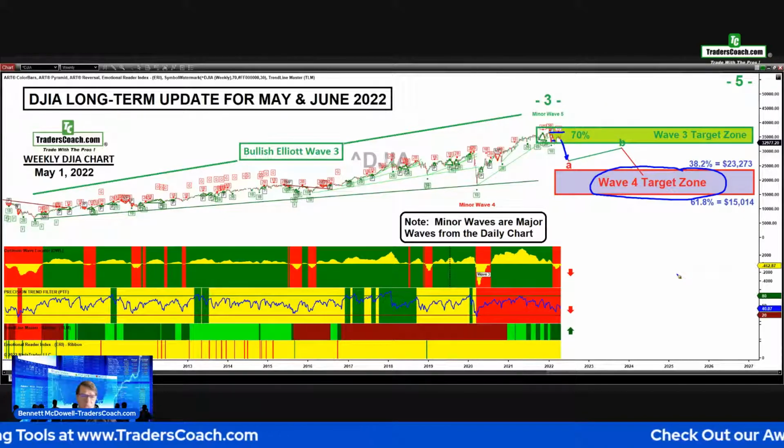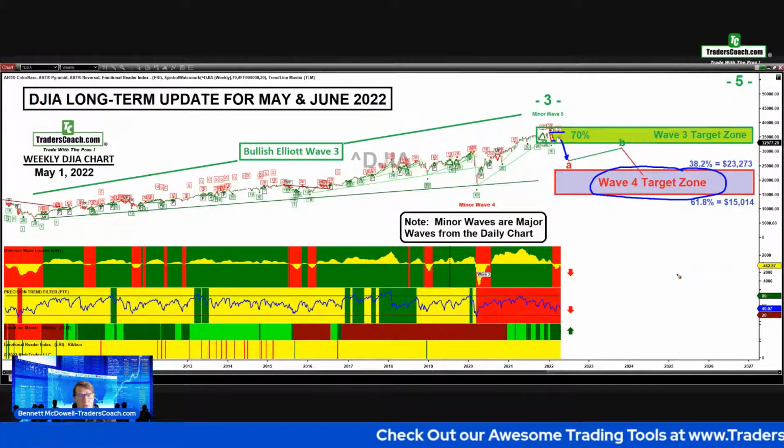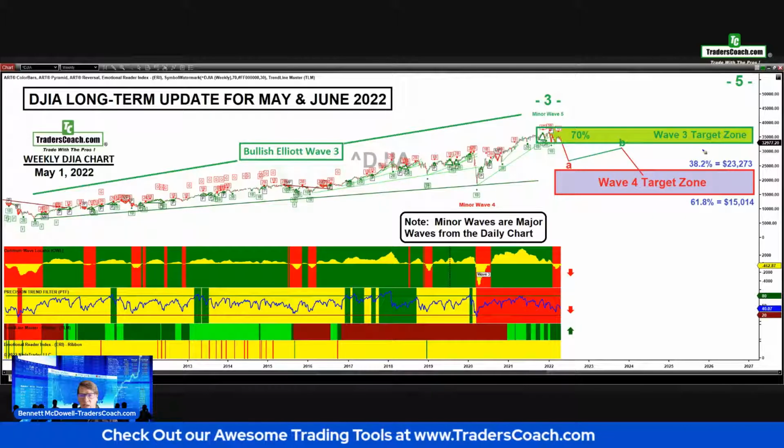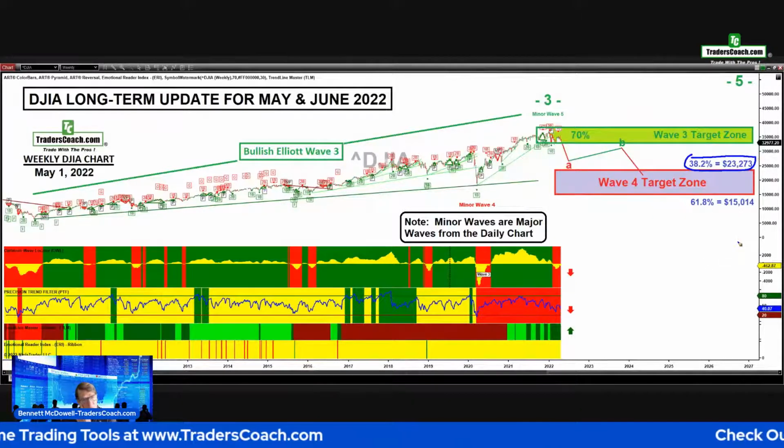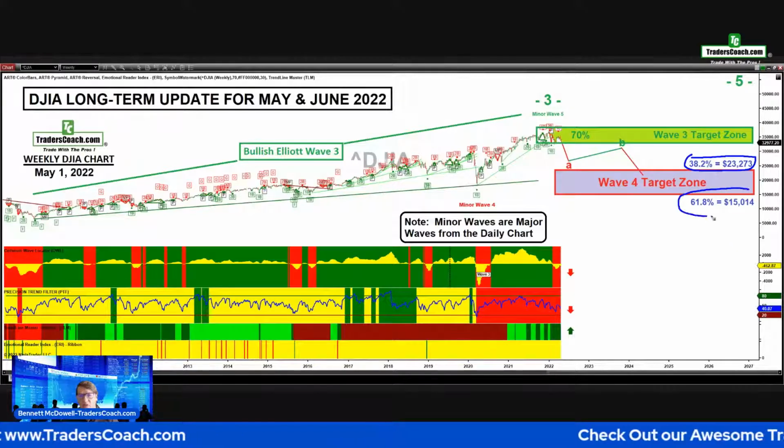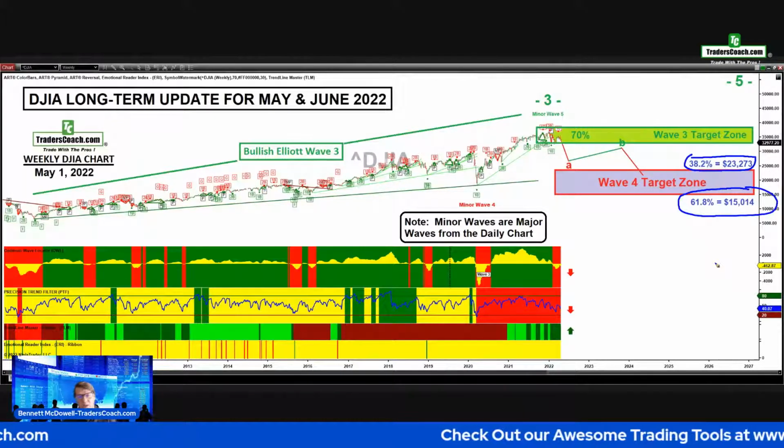The Fib retracement for a high probability corrective zone on this correction is between 38.2 and 61.8%, and you can see that highlighted here. Now that equates into a correction of around 23,000 all the way down to 15,014 on the Dow. That's right, back into the teens, unfortunately.